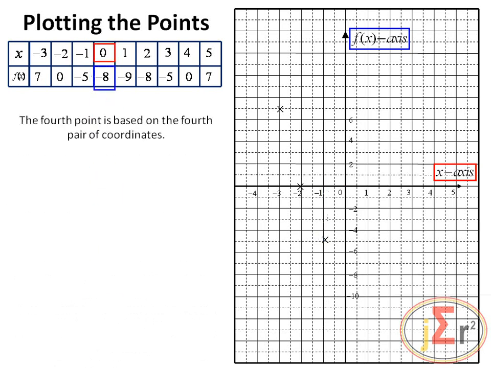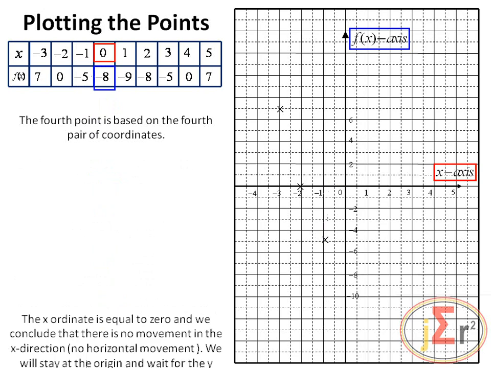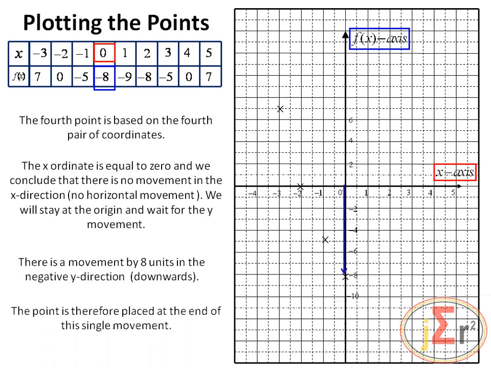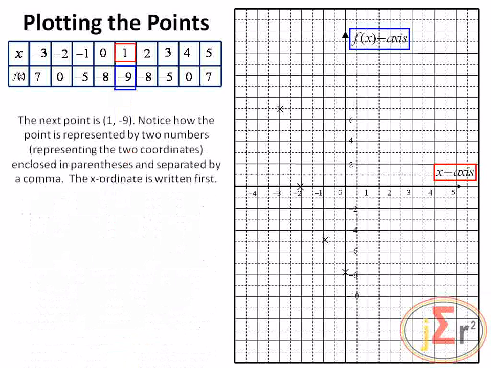The fourth point is based on the fourth pair of coordinates. The x-ordinate is equal to 0. We conclude that there is no movement in the x direction. So first, we do not have any movement in the x direction. So we are right there at the origin still. So wait for the y movement. There is a movement by 8 units in the negative y direction, which is downwards, and the point is placed at the end of the movement, as usual.